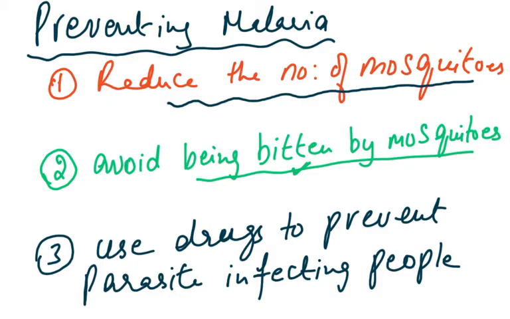The third point is use drugs to prevent the parasite infecting people. This is called preventive medication, in which you take medicines in order to avoid getting the disease. You don't have the disease, but you're just preventing it in case the Plasmodium enters your body.